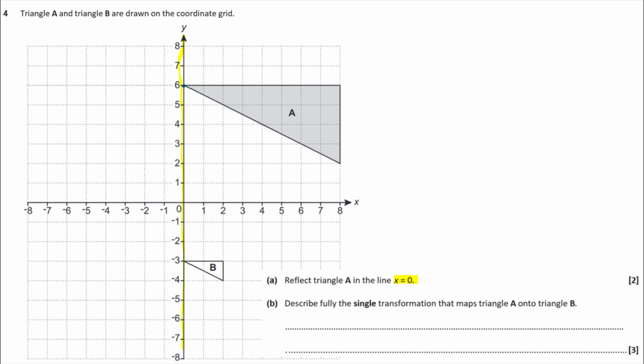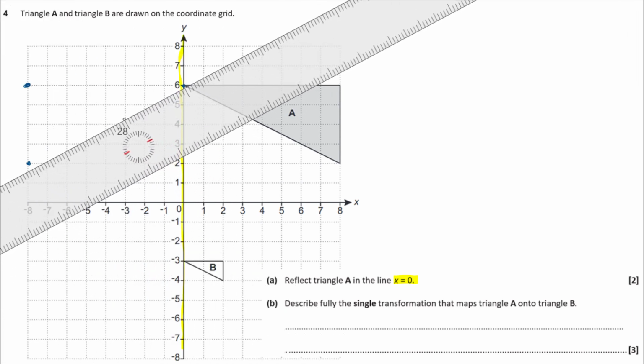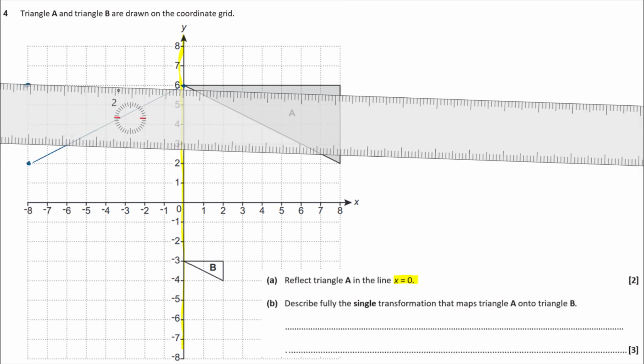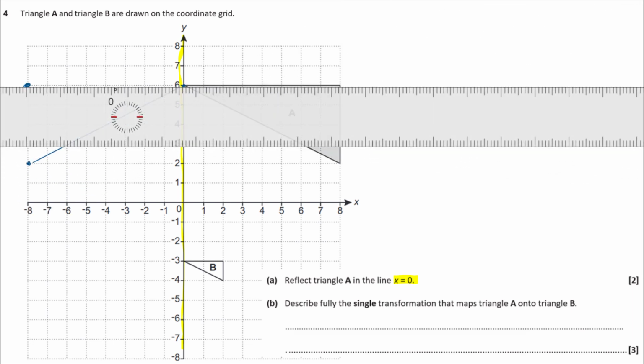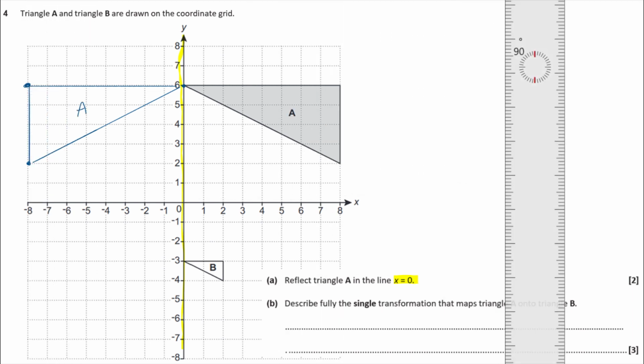The other 2 points are 1, 2, 3, 4, 5, 6, 7, 8 squares away, so they're going to be reflected, and they're going to be 8 squares on the other side of the mirror line, so they're going to be here at -8, 6, and at -8, 2. Once I've got my points, I reflect the points, not the lines. If you try and reflect the lines, you're going to mess up. So work out where the points go, and then join your points together with lines. It's the easiest way of doing it. I'm just going to label that A dash, the image of A.